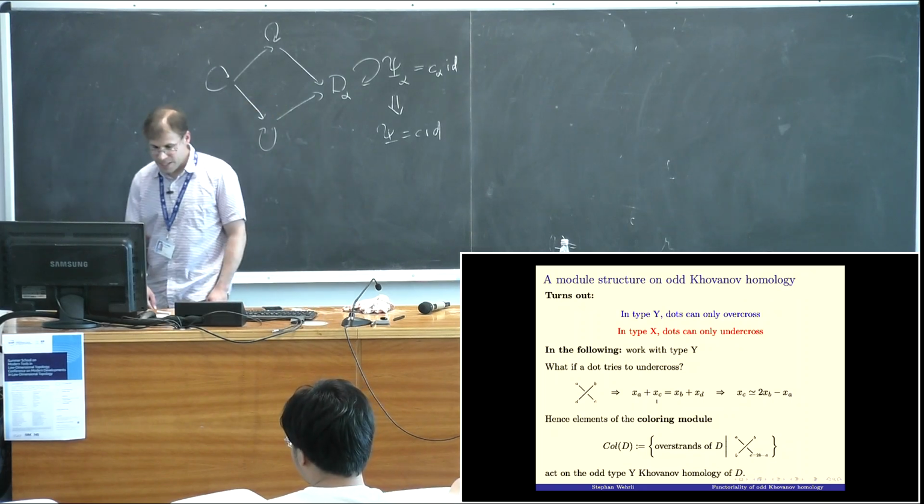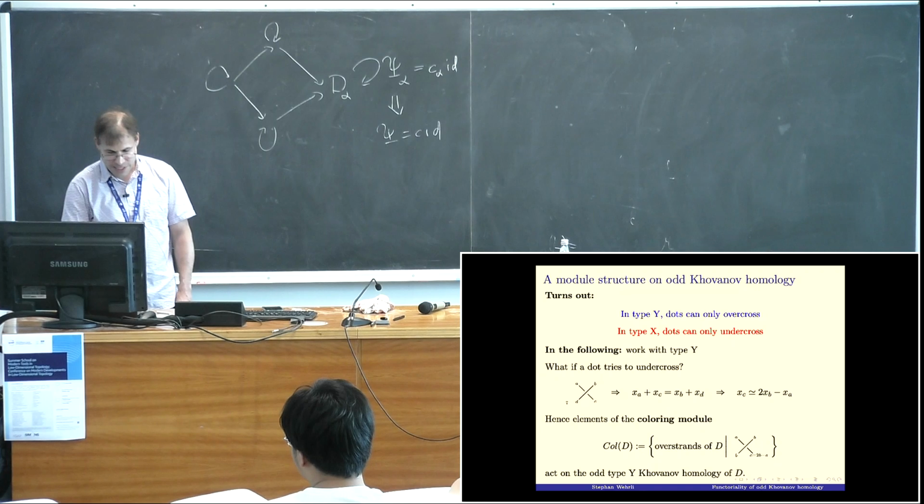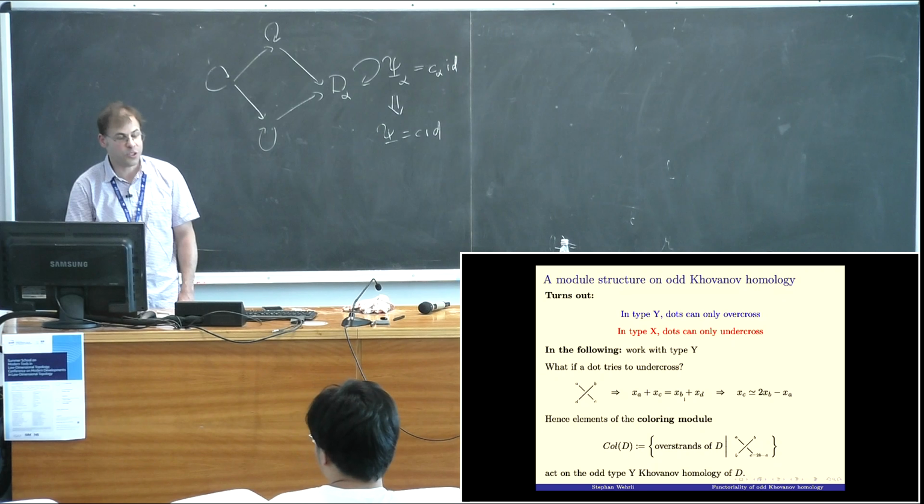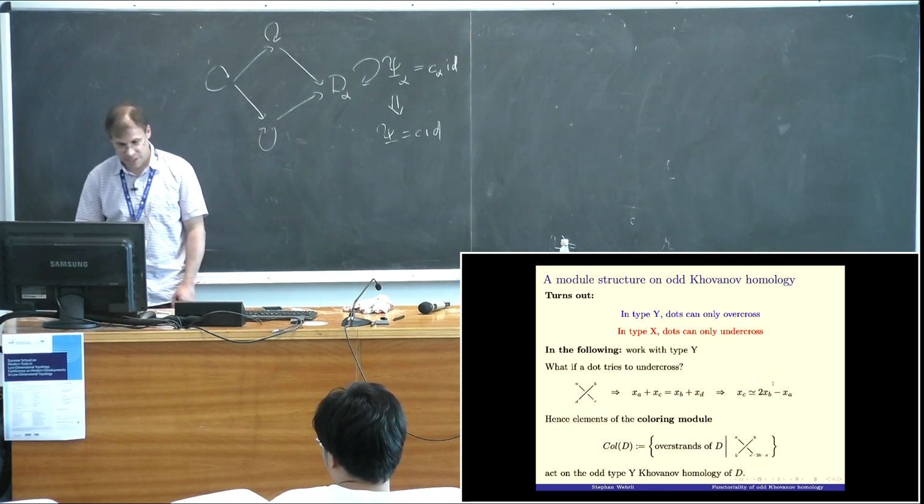But now, because B and D are related by an overstrand, we know that these two maps on the right-hand side are homotopic. So this is homotopic to 2XB. So we see that XC is homotopic to 2XB minus XA. But this is now precisely the relation that holds in the coloring module of the link diagram.